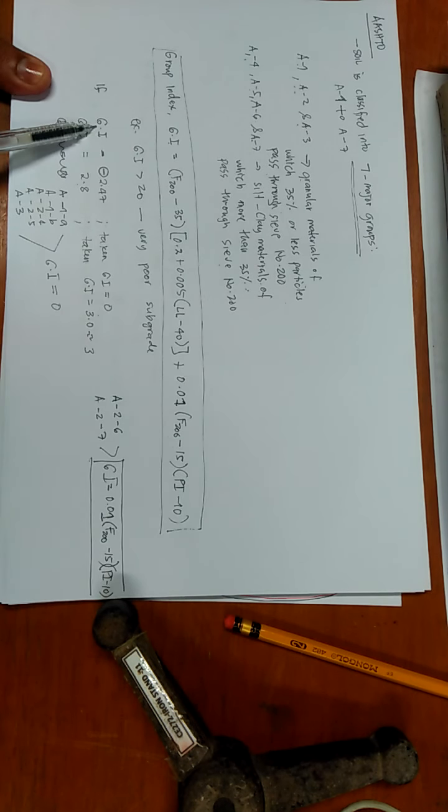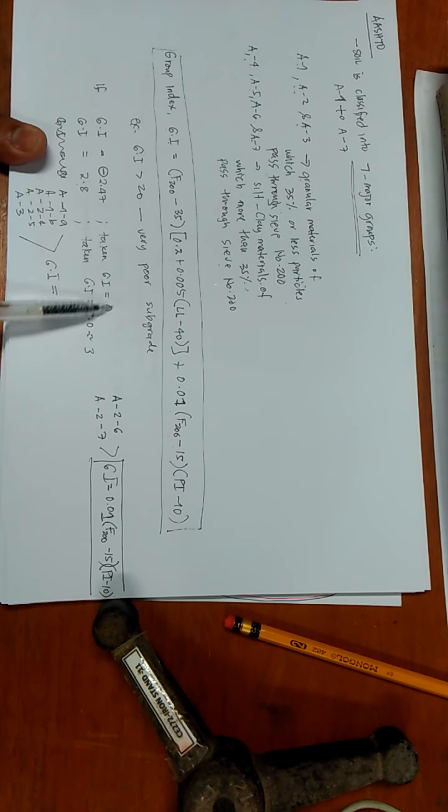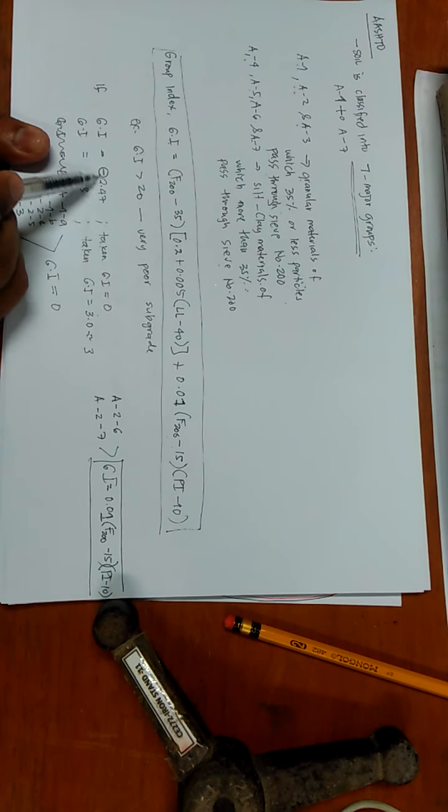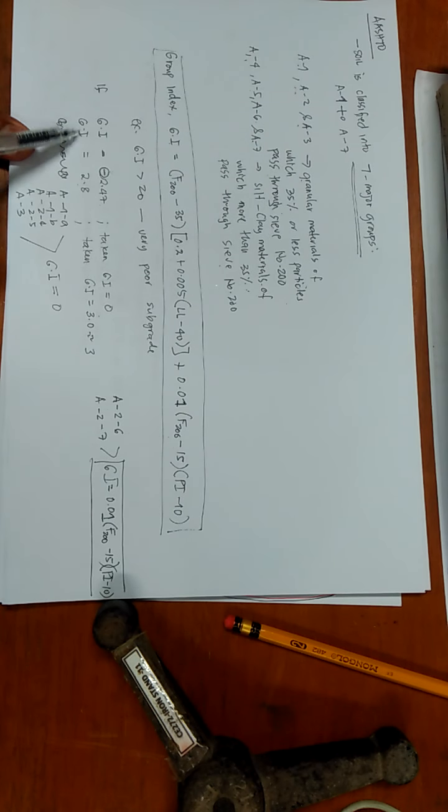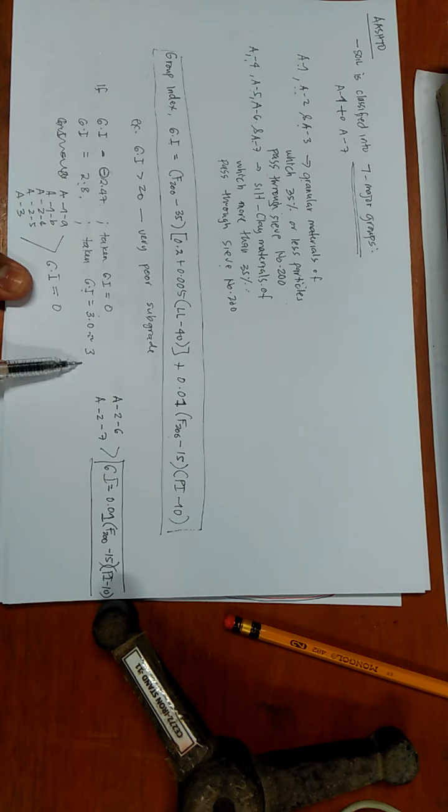When your GI is equal to negative 2.47, this is now taken as 0 because of this negative value. When your GI is equal to 2.8 or 3.5, it is always rounded to the nearest whole number. For example, 2.8 must be taken equal to 3.